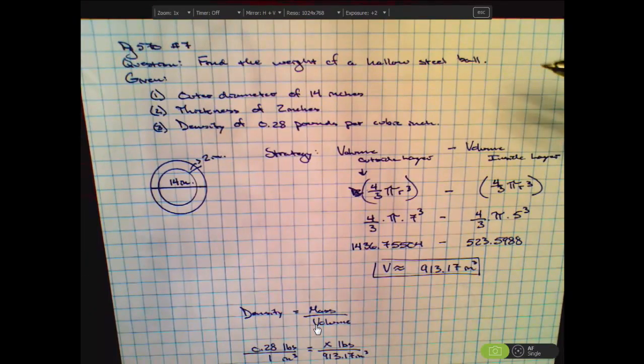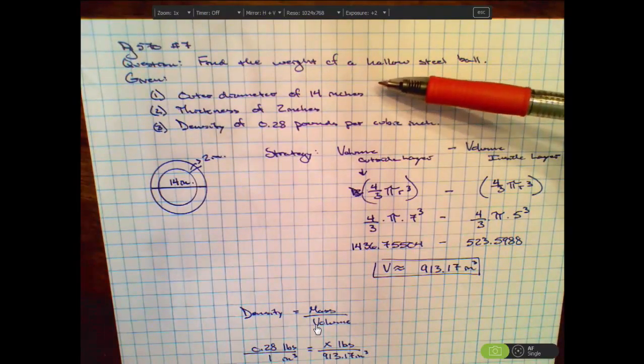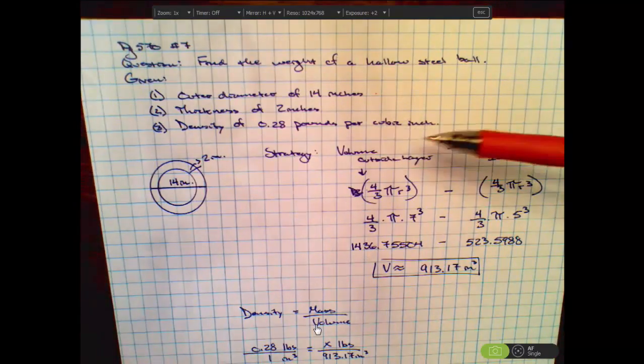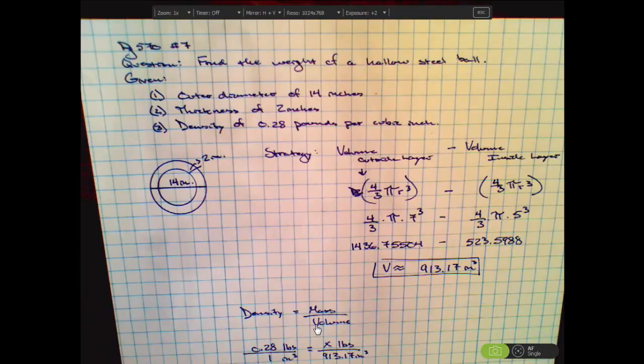Question number 7. It says, find the weight of a hollow steel ball, given the following information. The outer diameter is 14 inches, the thickness of the ball is 2 inches, and the density of steel is 0.28 pounds per cubic inch. So, strategy.